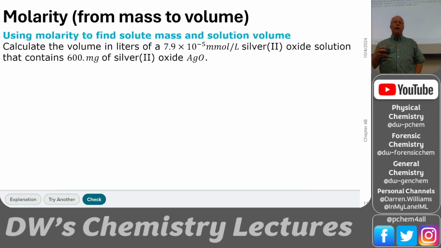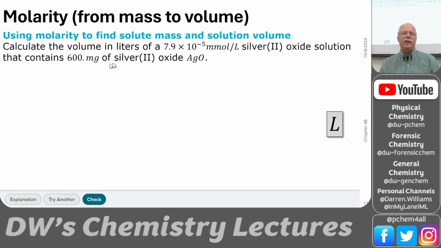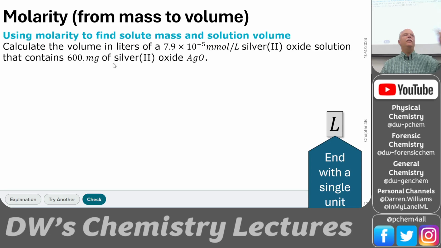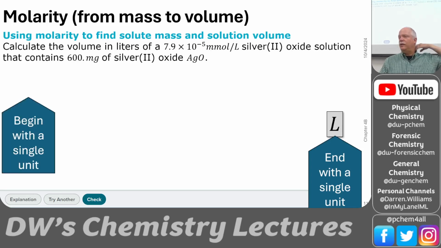Okay, now let's go from mass to volume. So we're given a particular mass of a substance, and we've got a concentration, and we want to know how much of that solution would deliver that amount of mass. Calculate the volume in liters of this molar solution of silver oxide that contains 6 milligrams of silver. So in this case, we're going to end with a single unit of liters. So we're going to begin with a single unit, the mass.